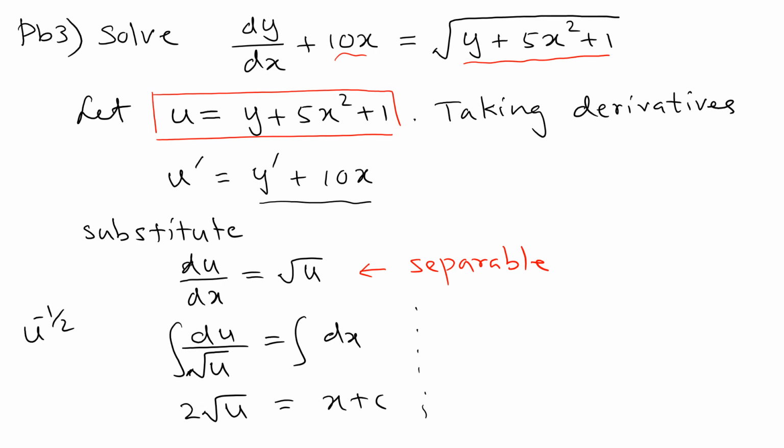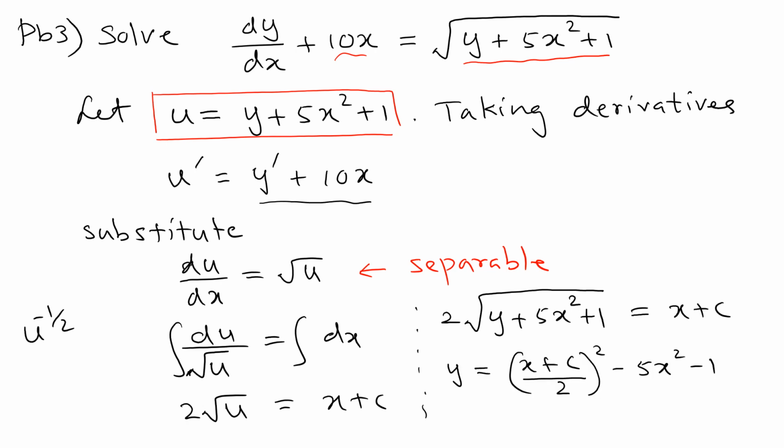Since u equals y plus 5x squared plus 1, you can write it like this, which can be solved for y. How do you do that? First you divide by 2 and then square. When you square this and simplify, you get this as the final answer. So if you know an initial condition, then you can find c from this one. Okay, so let's look at the next one.